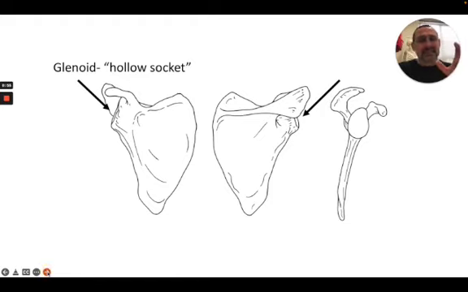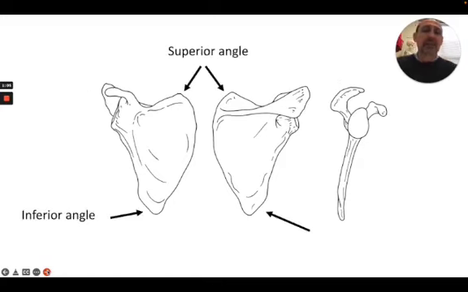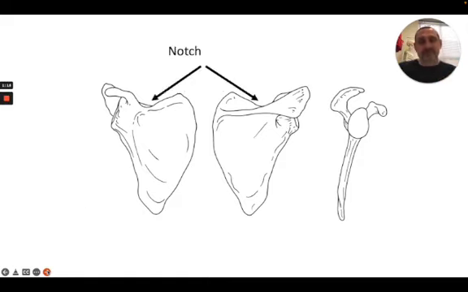But then there's a socket where the humerus is going to fit into the scapula. That's the glenoid socket. It just means hollow, like a hollow socket. The scapula has a superior angle. That's where the bone arches up and comes to an angle. It also has an inferior angle. So inferior means below. This is the bottom part of the scapula that makes up your shoulder blades.